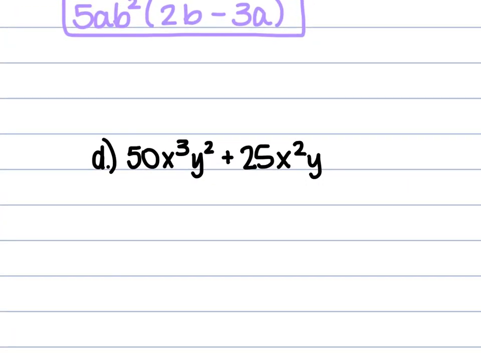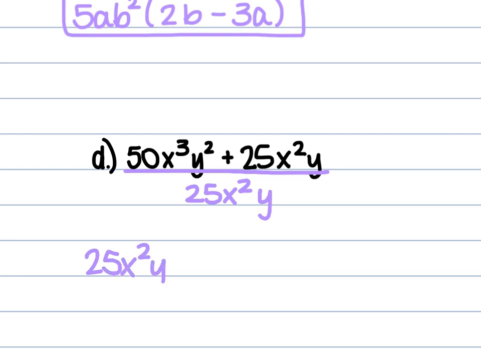For d, we have 50x cubed y squared plus 25x squared y. We know that both of these are divisible by 25, so we'll pull that out. They both have an x. The smallest exponent is 2, so we'll pull an x squared out. They both have a y. The smallest exponent is 1, so we'll also pull a y out. So the 25x squared y goes on the outside. Divide the 50 by 25, we get 2. X cubed divided by x squared is x, and y squared divided by y is y.